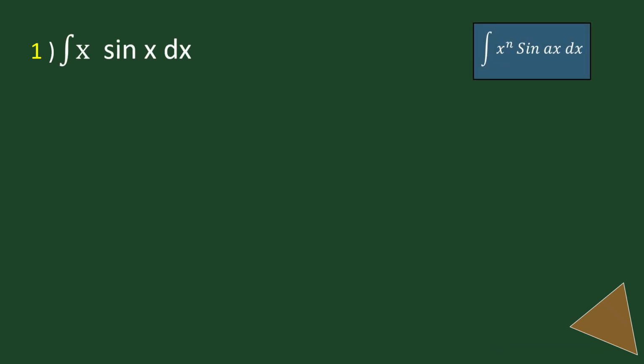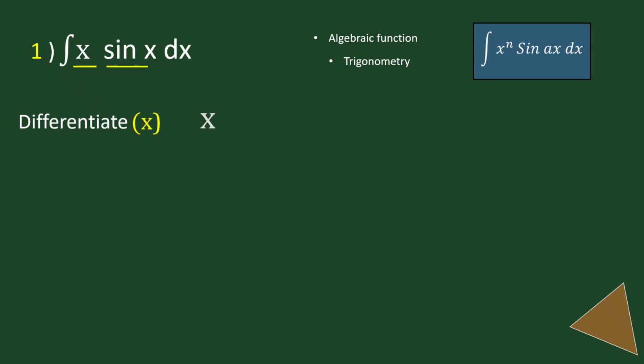Let's look at an example. Find the integral of x sin x dx. Here, x is an algebraic function, and sin x is a trigonometric function. We'll use the DI method to solve it easily. First, differentiate the algebraic part, x, until it becomes 0. That is, the derivative of x is 1. And the derivative of 1 is 0, so we stop here.